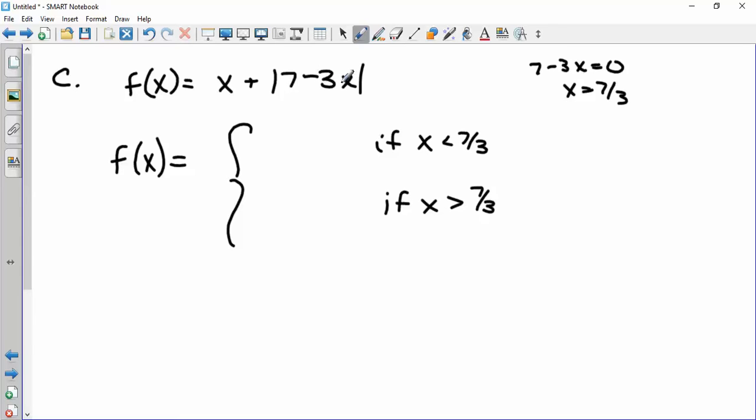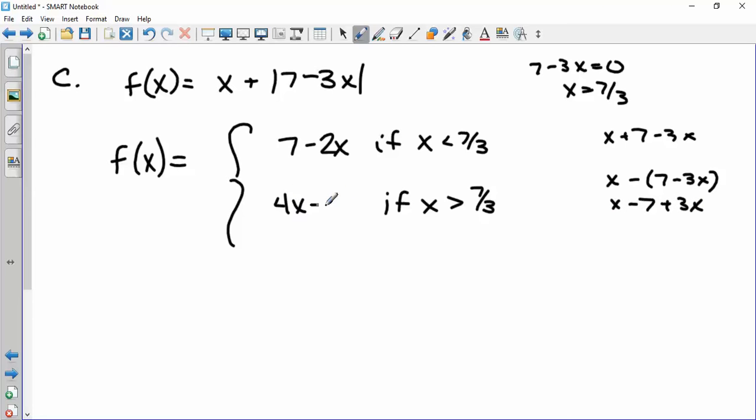If x is less than 7/3, so maybe a 0, if you plug that in, then you're getting a positive in that absolute value, right? So does the absolute value change anything? No. So it'd just be x plus 7 minus 3x, or 7 minus 2x. If x is bigger than 7/3, so maybe if you put in like a 5, this is negative, so the absolute value would do the opposite. So it'd be x minus 7 plus 3x. So you get 4x minus 7.